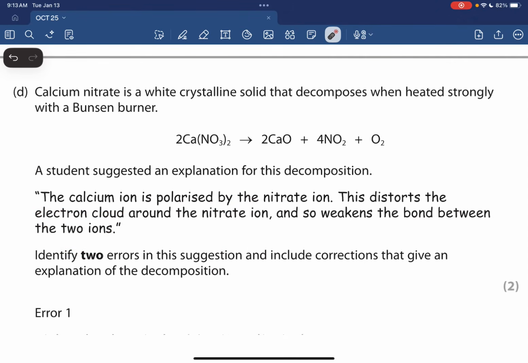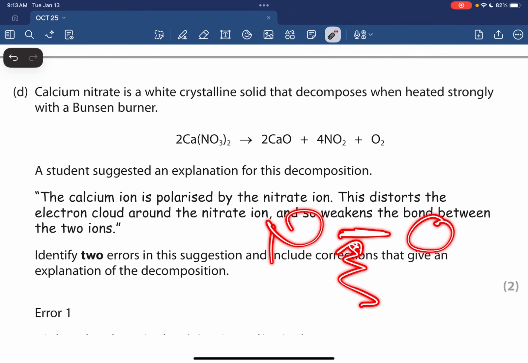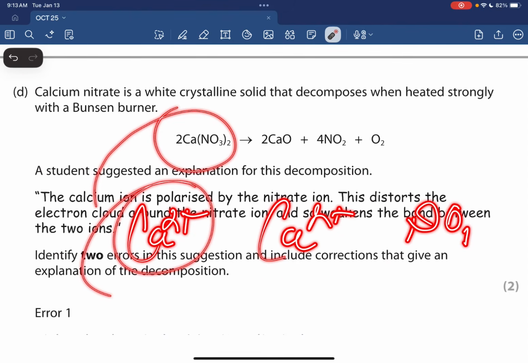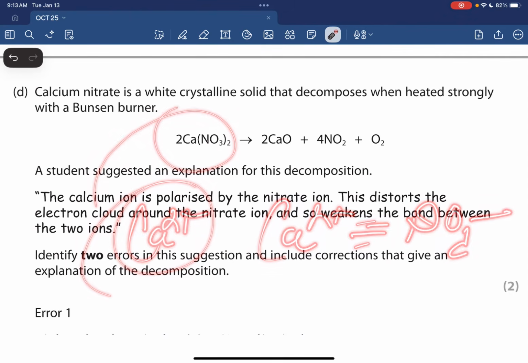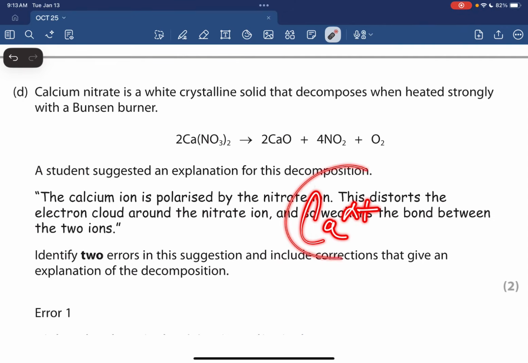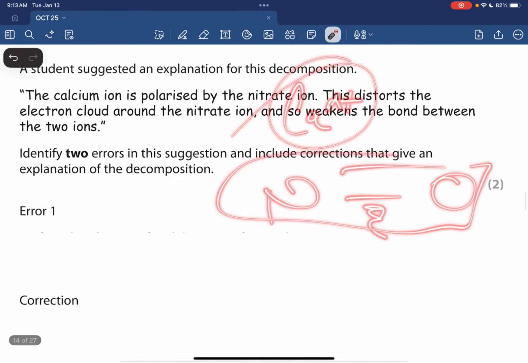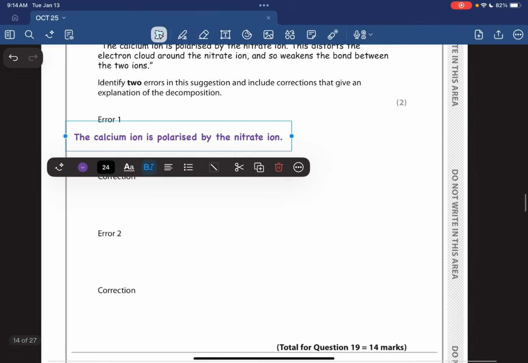It distorts the electron cloud around the nitrate ion, but it doesn't weaken the bond between the two ions. In the nitrate, there is a nitrogen-oxygen bond, right? This nitrogen-oxygen bond is going to get weakened by the polarizing cation Ca2+, not the bond between Ca2+ and NO3-. The Ca2+ is going to weaken the nitrogen-oxygen bond in the nitrate ion. So this should be the answer and the correction.